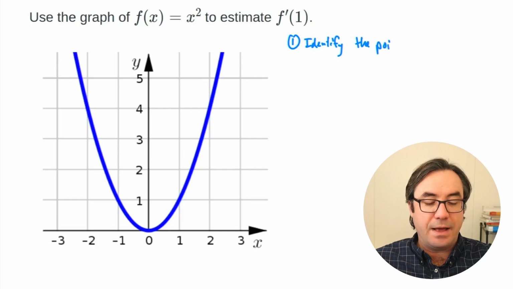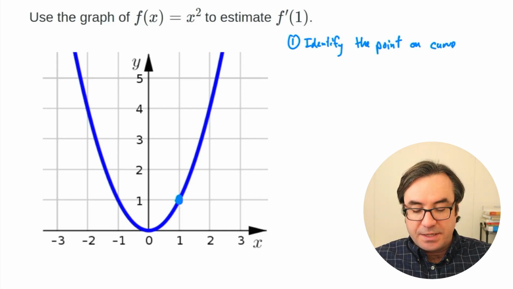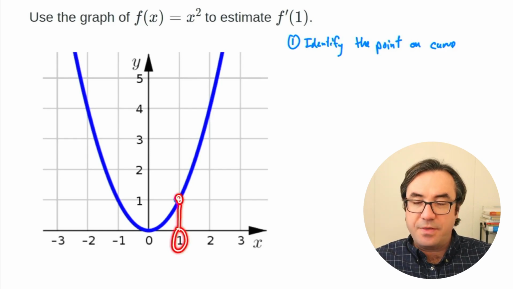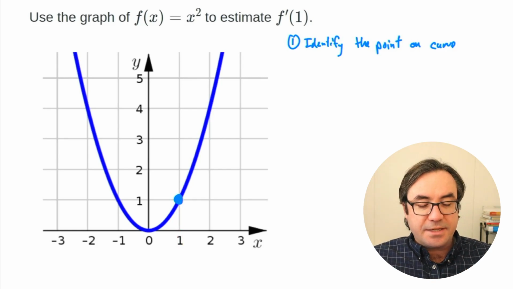And we want the point on the curve. All right, so let's just make that nice and big so we can see where it is. There it is. We find x equals 1, and we find the corresponding point on our curve there. All right, so we got our point, and then the next step is to draw the tangent line at that point.